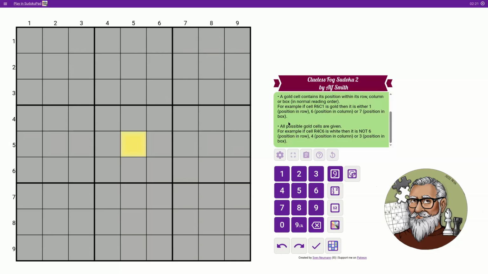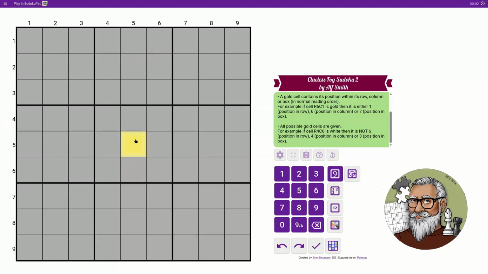We'll read Alf's example. For example, if cell row 4, column 6 is white, so not gold, then it is not 6, its position in its row. It's not 4, its position in its column, or 3, the position in the box. That's it. So I'll take a sip of tea and reset the time.